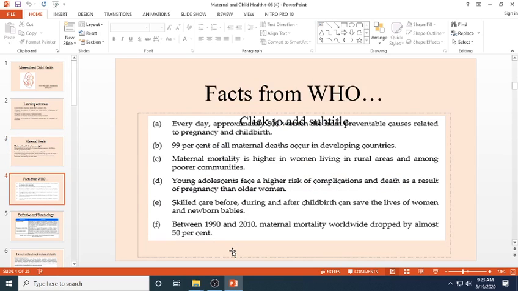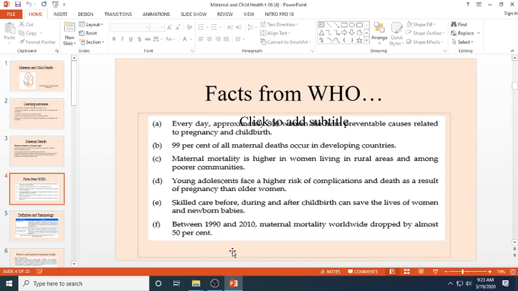Now we see some facts related to maternal health. These statistics and figures are according to the World Health Organization. Every day, approximately 800 women die due to preventable causes related to pregnancy and childbirth. 99% of all maternal deaths occur in developing countries.